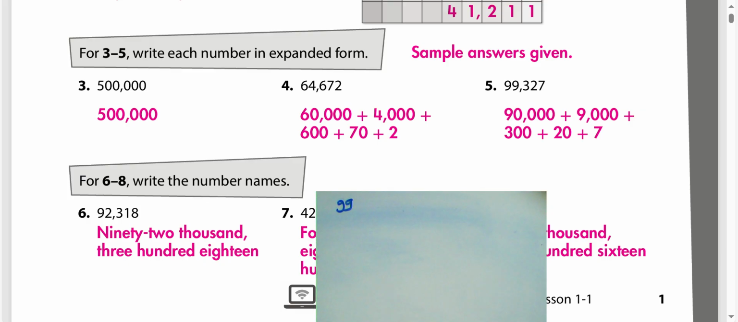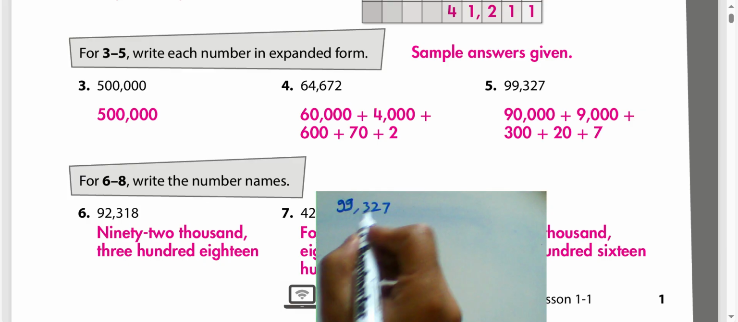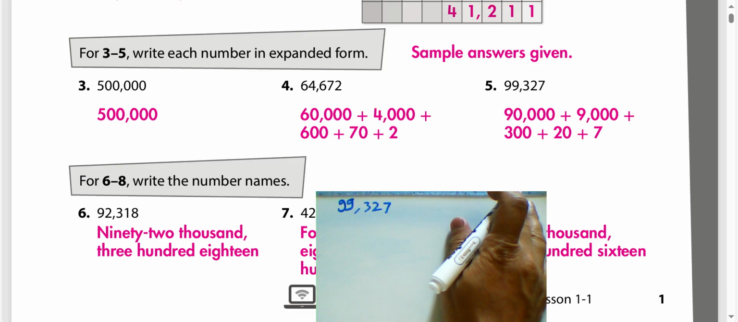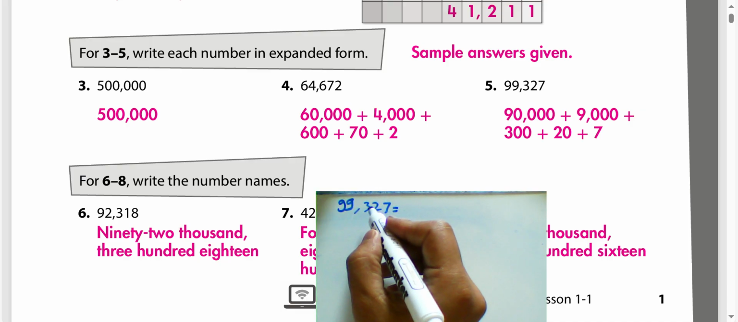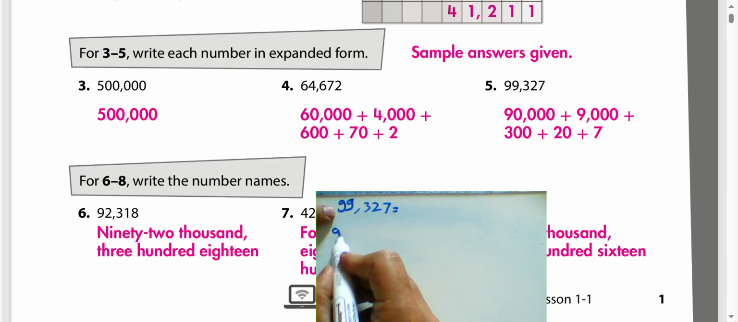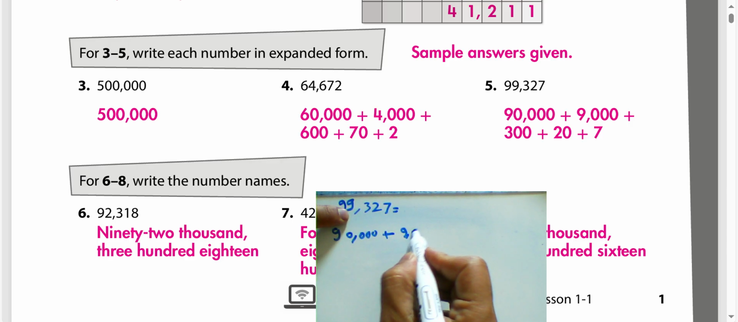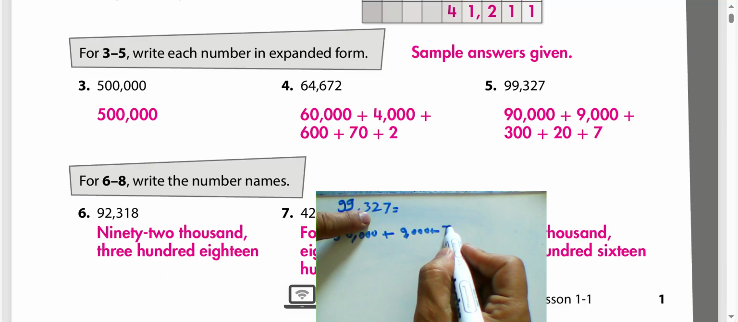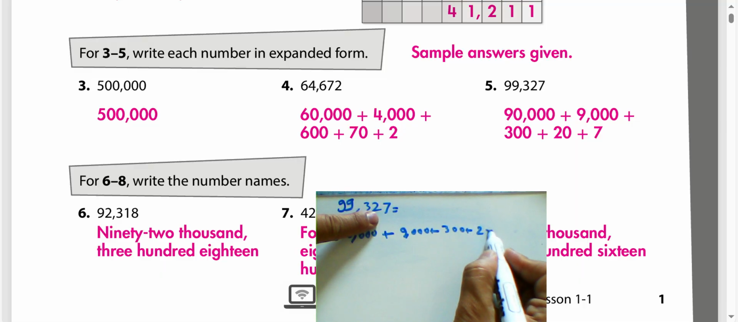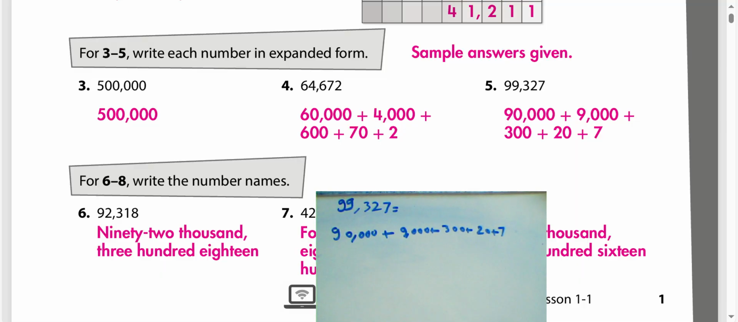99,327. We can write the expanded form of this number. The 9 here lies in the 10,000s place, 90,000, and 9,000, and also 327. It's the expanded form. We call it expanded form.